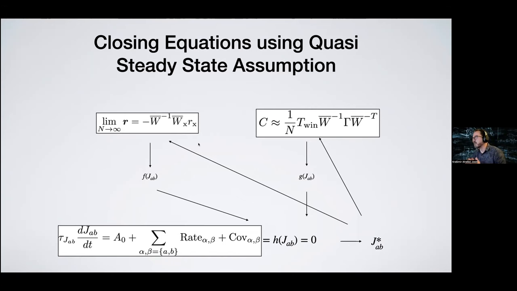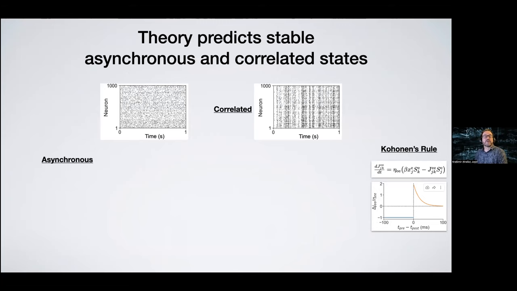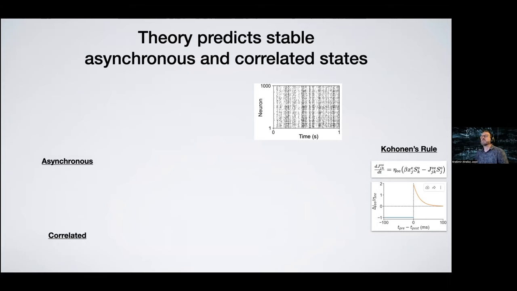Okay, classical theory. So the theory works really well. Here is an asynchronous and a correlated state. We use Kohonen's rule. It's a rule that's been used in self-organized maps and biological networks. There's some evidence for this particular rule. It's just the one that we chose. You can do it with any of the other rules. As I said, the nice thing about the theory is that you can apply it to any of the rules.